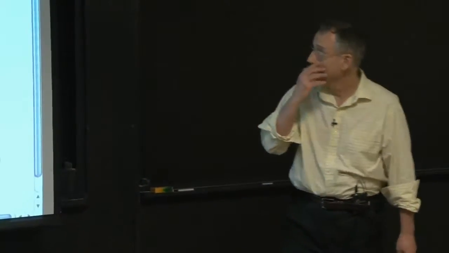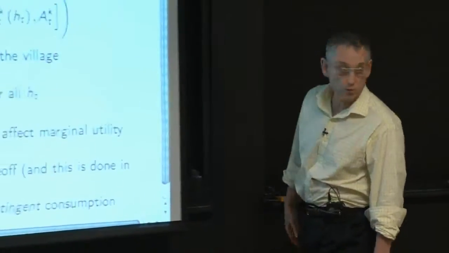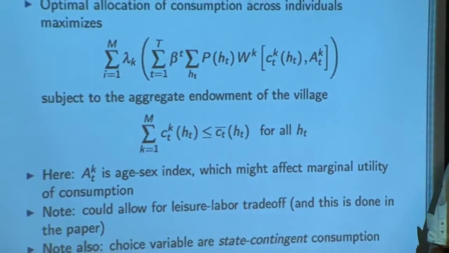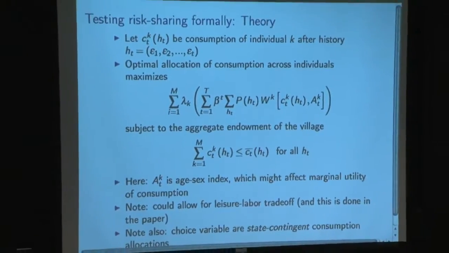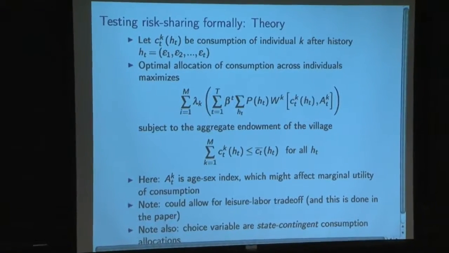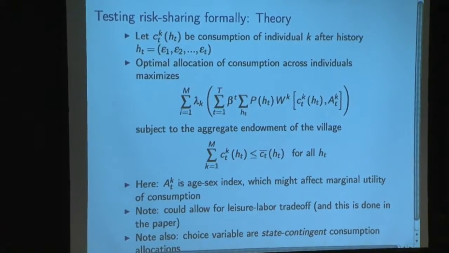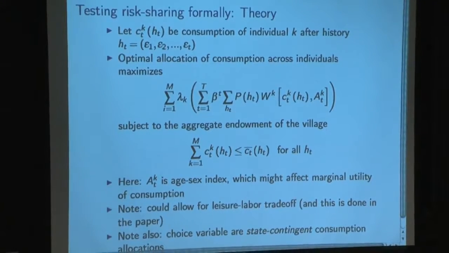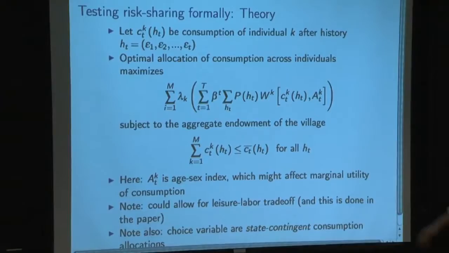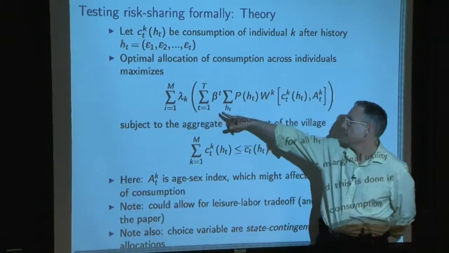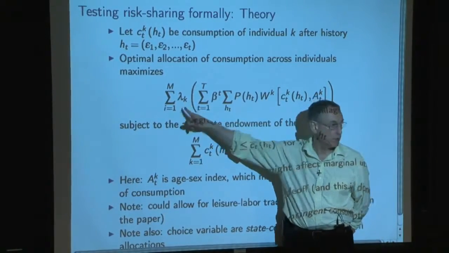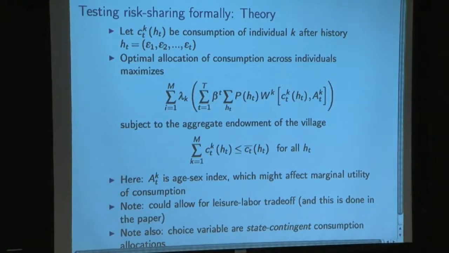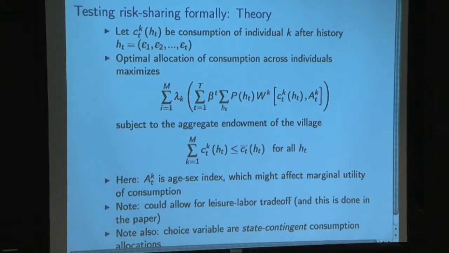So here's the optimization problem. There's a one-to-one relationship between all the Pareto optimal allocations in this economy and solutions to this programming problem. Matt's asking about the Pareto weights. Here they are, lambda sub k, different for different households k. The household is the basic unit, although we will control for the demographics within the household.